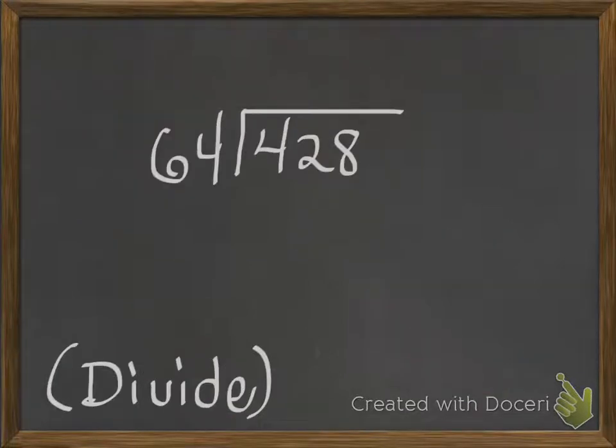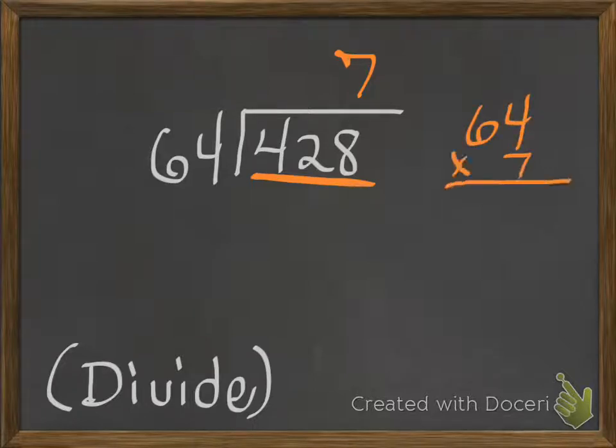Now I can divide. So I have 428 divided by 64. I'm going to take my first number there, 64, can't go into 42, so I'm going to have to put it into 428. I estimated it's going to be close to 7, so let's find out if 7 works. 7 times 64. 4 times 7 is 28. Put down the 8, carry the 2. 6 times 7 is 42, plus 2 more is 44. So that would give me 448.